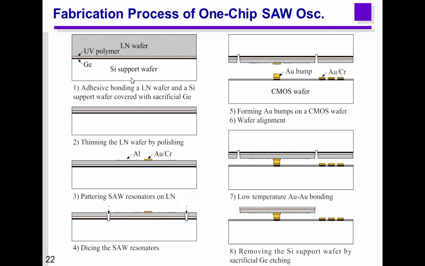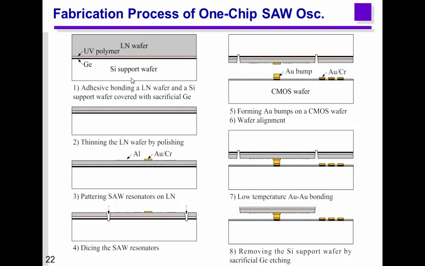The lithium niobate was thinned down to about 10 microns in this case by polishing. And then by a standard method, the SAW device was fabricated, and each die was separated by half dicing. This process is very important. After half dicing, this wafer shows almost the same thermal expansion coefficient as that of silicon. So we can integrate the device using gold-gold bonding. The bonding was done at 150 degrees C.